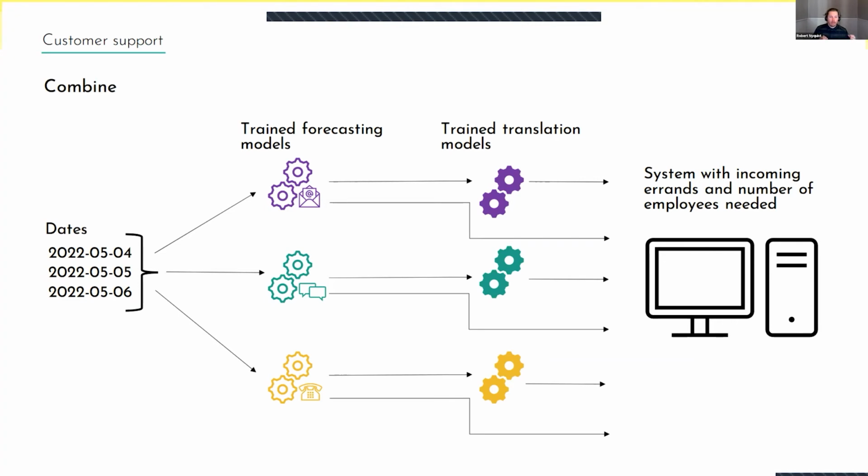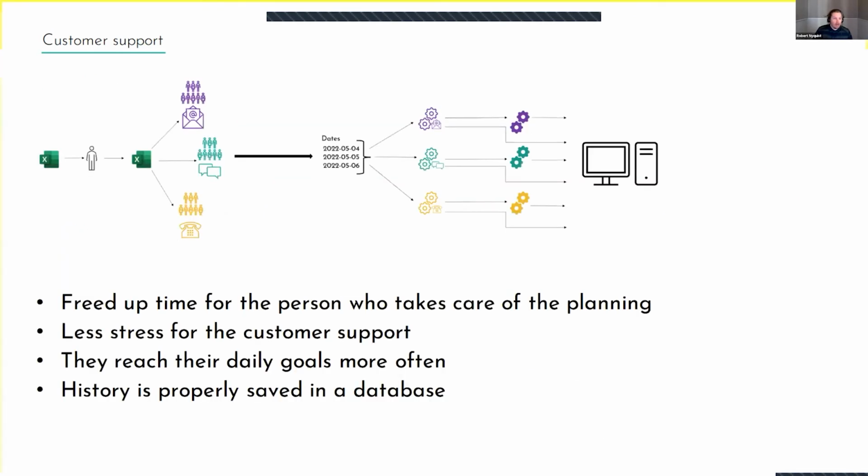So now we have gone through to make a whole chain, going from just saying, okay, which date do I want to know how I should plan my personnel in the customer support, to have an answer or semi-answer to that question. So by going from one person looking at an old Excel, doing some thinking, doing some gut feeling, filling in a new Excel, and then sending it out to employees, we moved to a person just saying, okay, I want to know for the upcoming 3 days, how should I plan the staff?